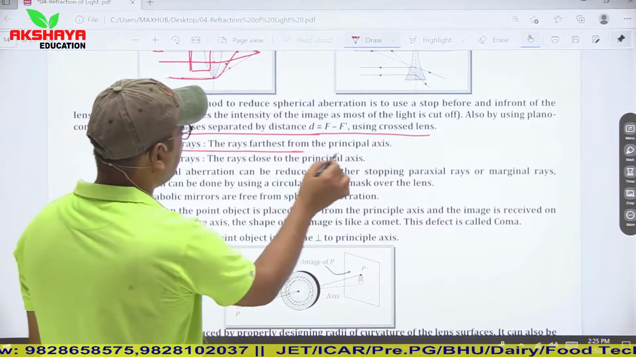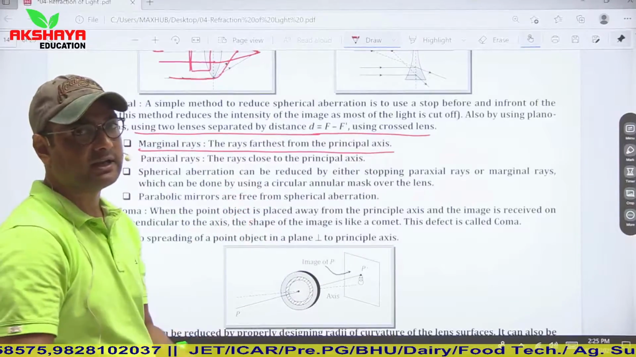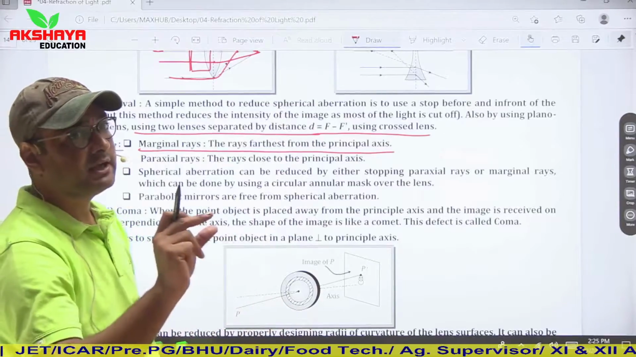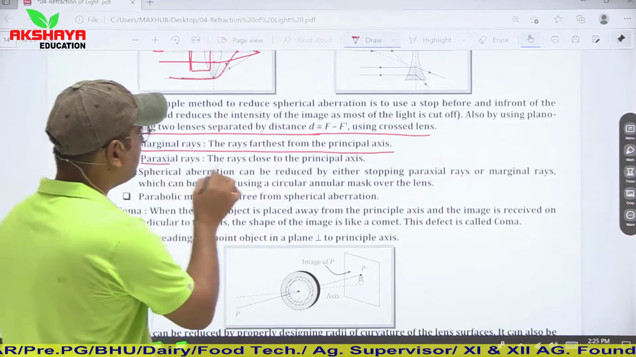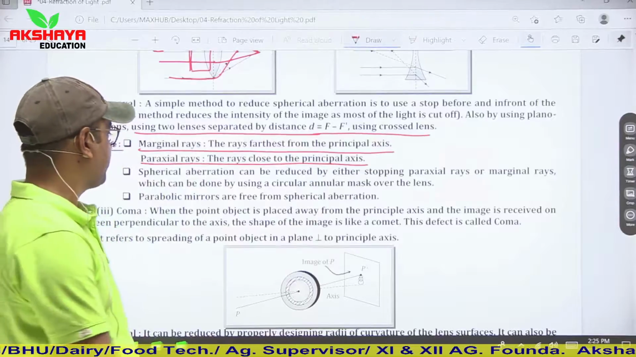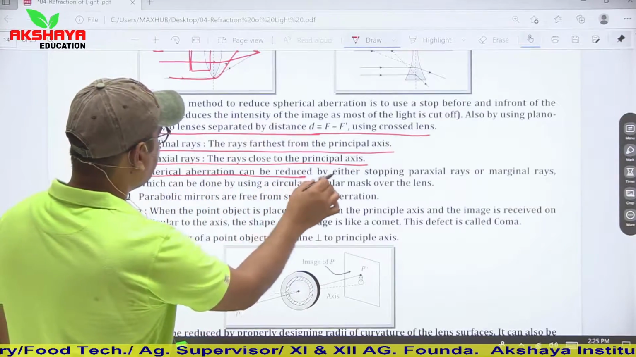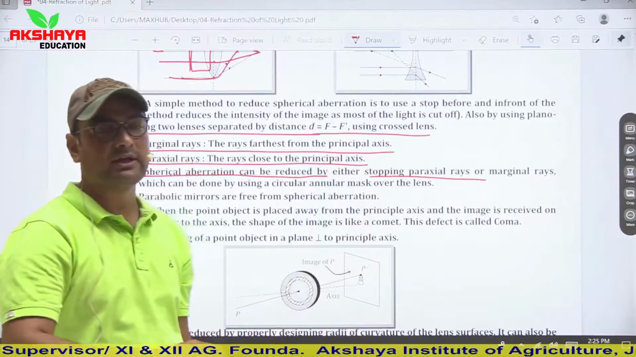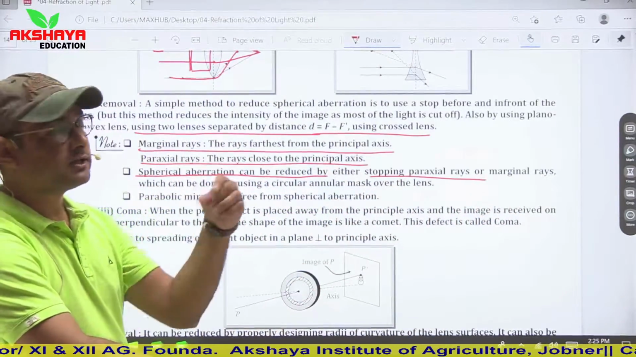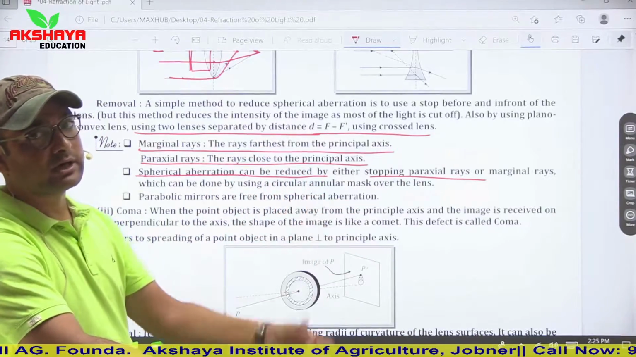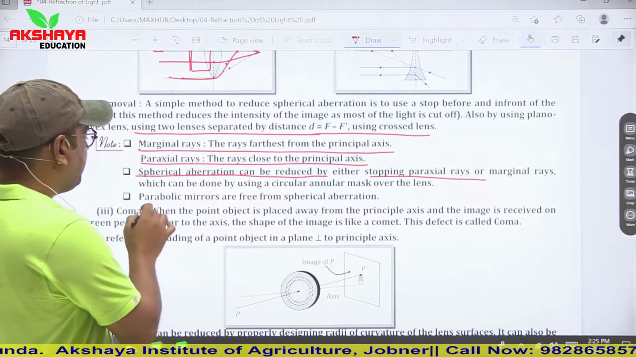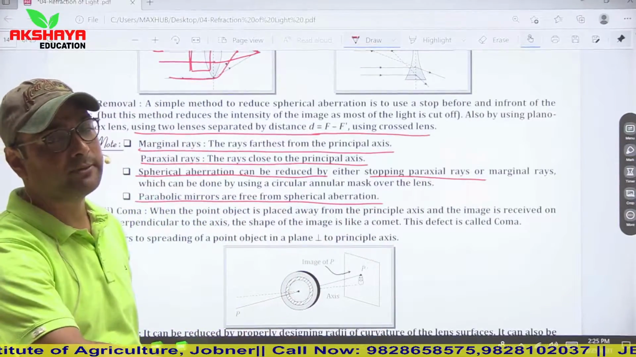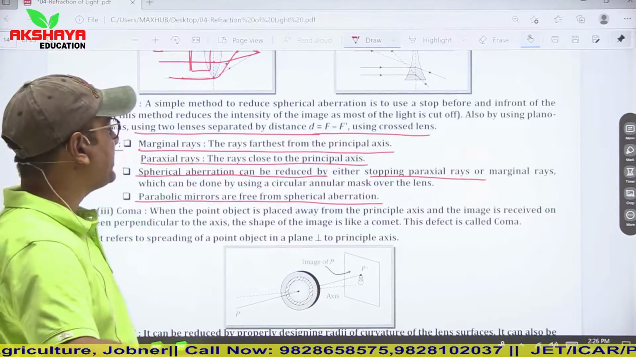So marginal rays are rays which travel at farther distance from the principal axis, and paraxial rays are closer to the principal axis. Spherical aberration can be reduced by either stopping paraxial rays or marginal rays. As I told you earlier, stoppers are used either to remove paraxial light rays or to control marginal rays. Parabolic mirrors are also used to remove spherical aberration.